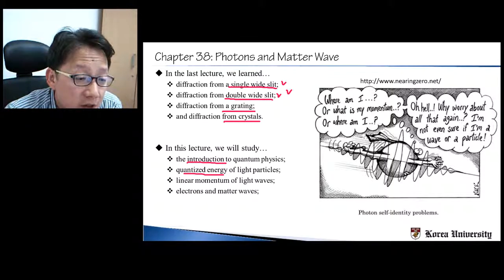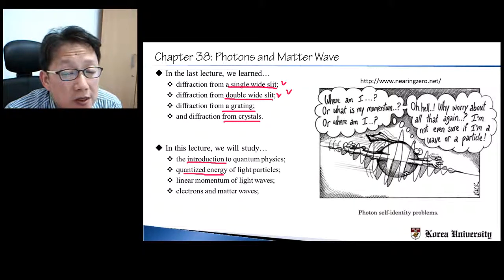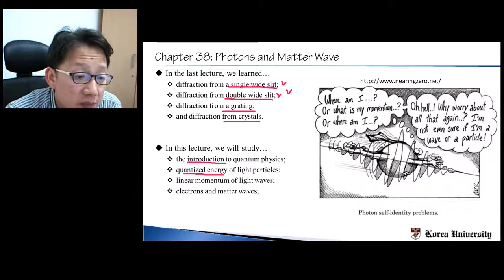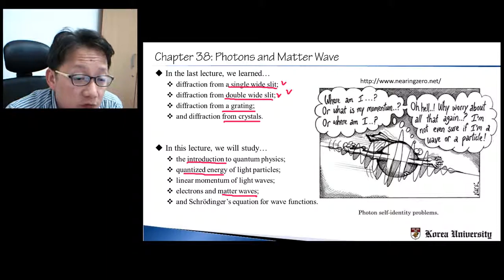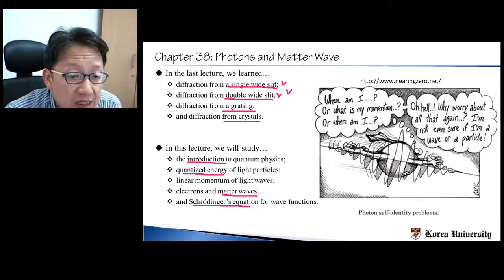Okay, and then we will also learn that electrons, which are particles, are also waves. So therefore, we call it a matter wave. And again, it's a very strange concept if you think about classical physics, but this is how quantum physics is. Okay, and then we will finally learn Schrödinger's equation, from which we can study the wave properties of this matter.